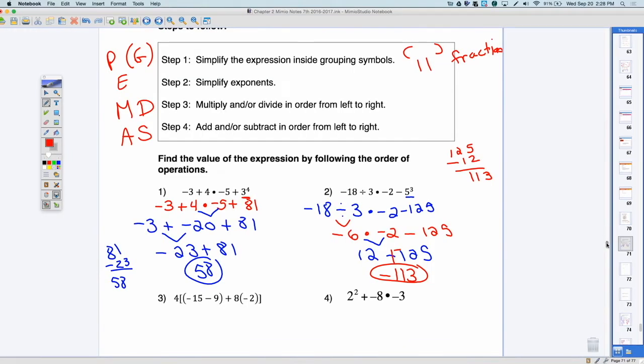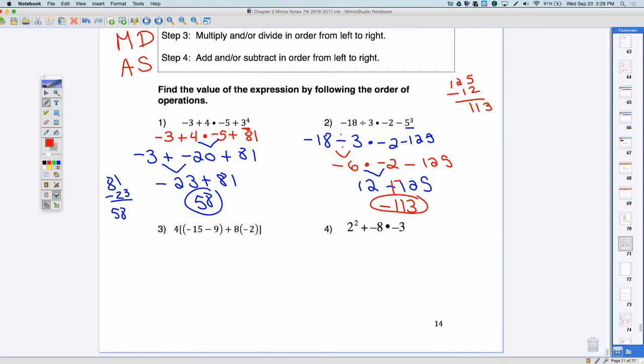Our next example, number 3, has brackets in it. So we have to do inside the brackets first. And inside the brackets first, we have a set of parentheses. So we're going to rewrite that to adding the opposite. Bring everything down, so it's 4 times, put your bracket, your open grouping symbol, and -15 plus a -9 is -24. Close your parentheses, bring down, and we can also do this in the next step. This is a multiplication, and we can do 8 times a -2, which gives you -16. Close your bracket.